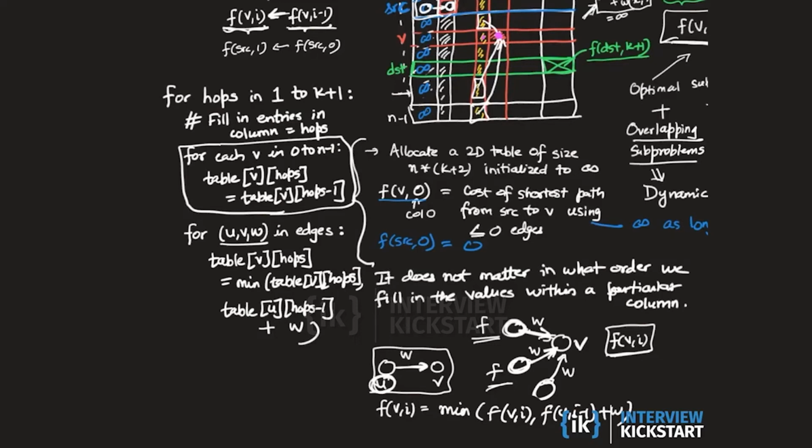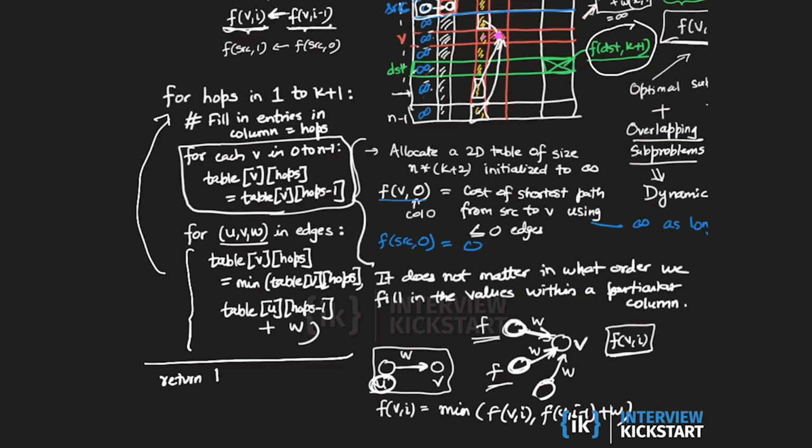Having done this, I could then go back and increment my hops value, which means I start filling in the values in the next column to my immediate right. This is what we keep doing until we have filled in the whole table. At that point, the value we wanted for the original problem, f of destination comma k plus 1, should be sitting in the rightmost column. So we just return that value, which is in the table entry corresponding to that particular vertex ID, the row number, and the column number, which is k plus 1.